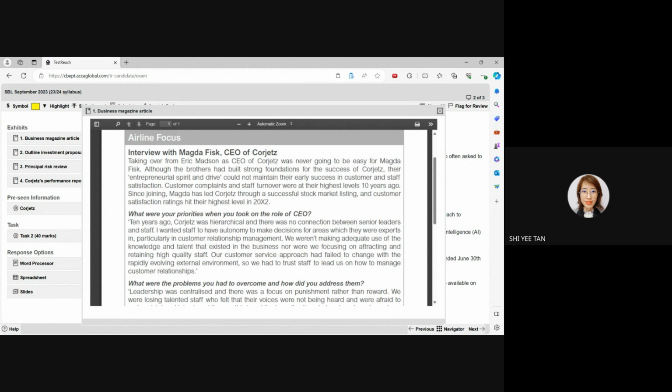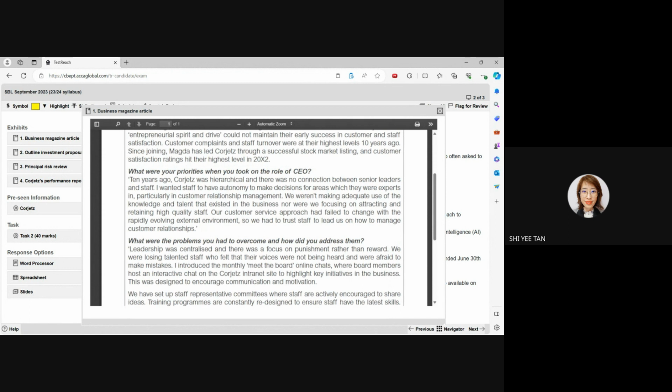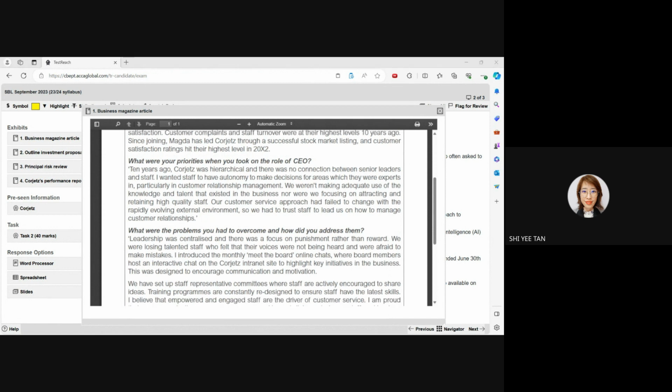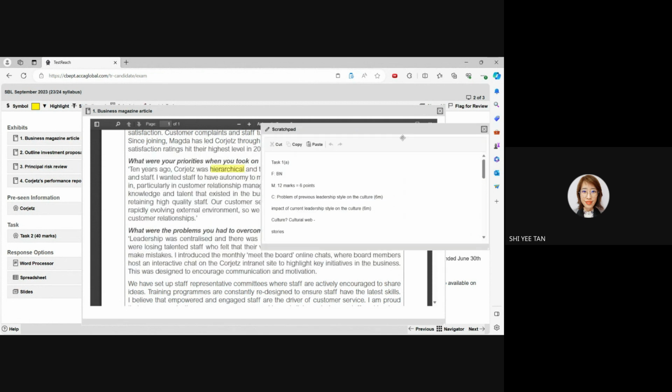Right. What were your priorities when you took on the role of CEO? 10 years ago, Corjetz was hierarchical. Come, your point is here already, you see? Hierarchical is the organizational structure. The previous one, what happened? Hierarchical, what is the issue?